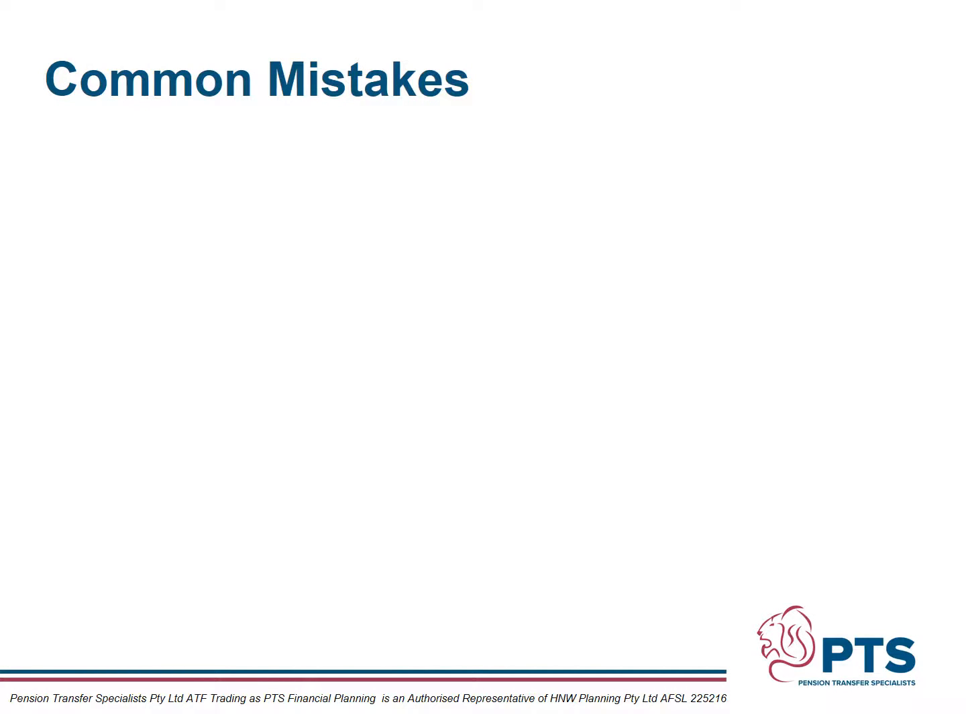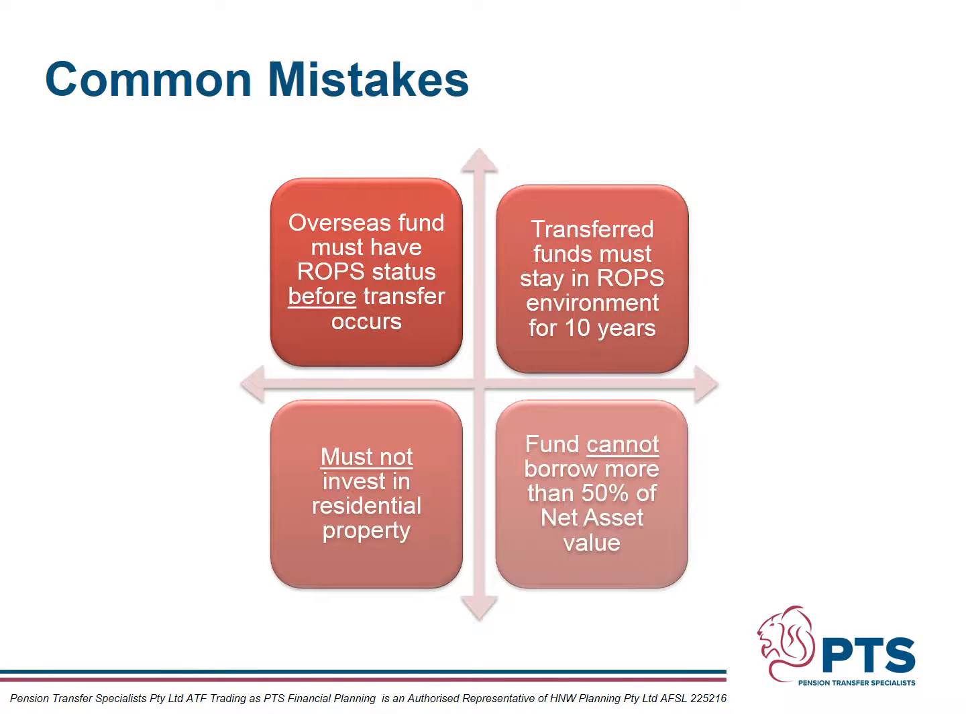There are a lot of common mistakes that can be made on a UK pension transfer. The overseas fund must have ROPS status before any transfer can take place. The transferred funds are reported for a minimum of 10 years from the date of transfer. If a transfer occurs to a ROPS self-managed super fund, then there are certain investments which cannot be held, i.e. purchasing residential property (commercial property is permitted), or borrowing more than 50% of the net asset value of the fund.